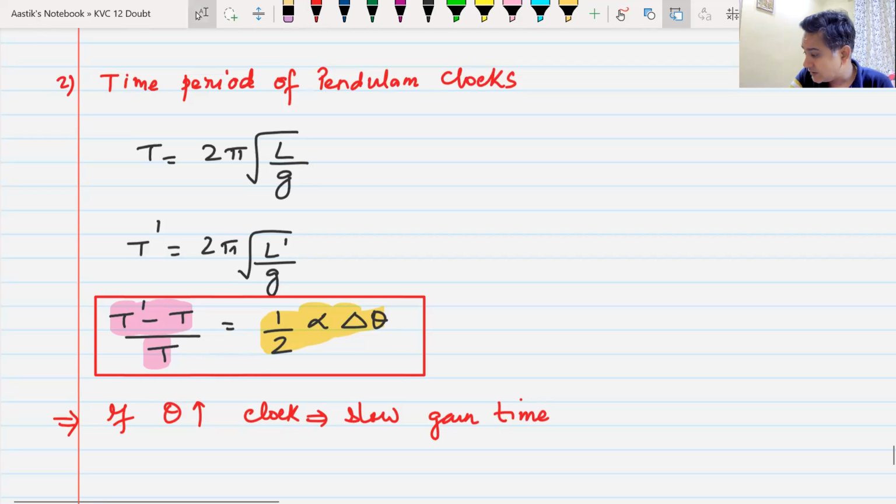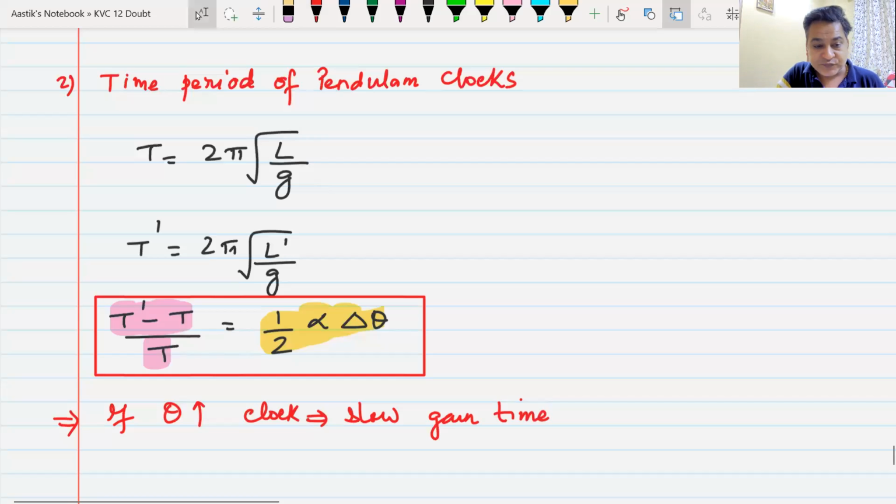Remember that time period of a seconds pendulum is 2 seconds. Do not forget it, because they might just ask you what is the time period of it, or they might just give you a seconds pendulum, and you know what is the gain or loss in time when the temperature changes. So you can do a simple question on this so that you can remember this concept of time gained or time lost by a pendulum clock.